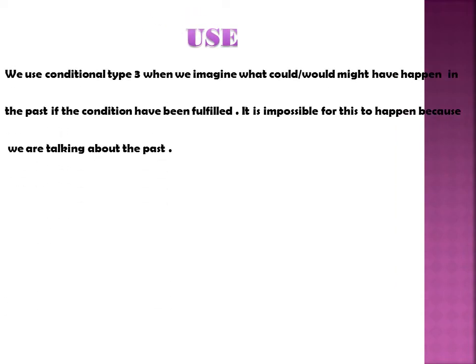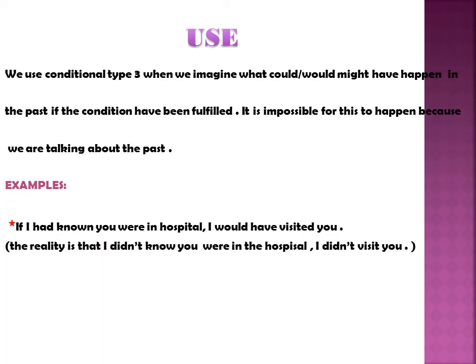Now we are going to see the use of the conditional type 3. We use conditional type 3 when we imagine what could or would have happened in the past if the condition had been fulfilled. It is impossible for this to happen because we are talking about the past, which means that we cannot change situations. Since we talk about the past, we cannot change the past. That's why we call conditional type 3 an unreal condition.